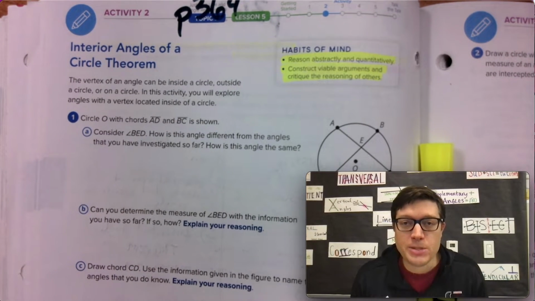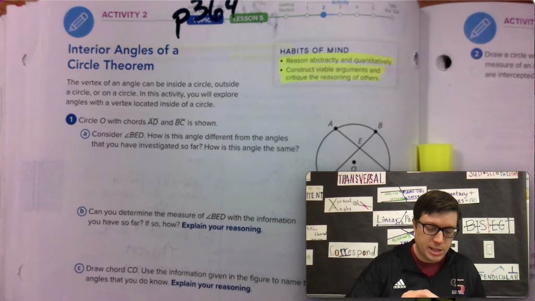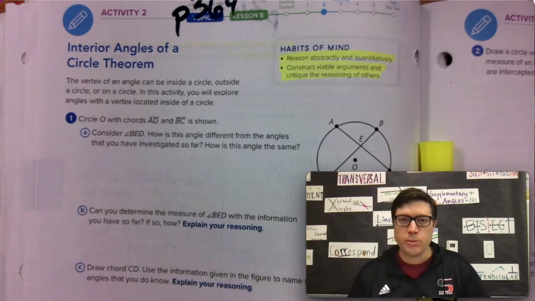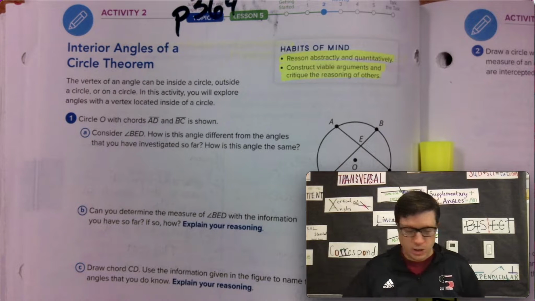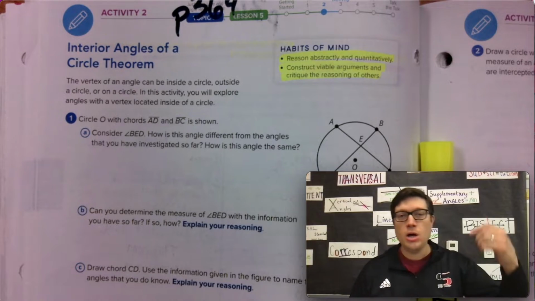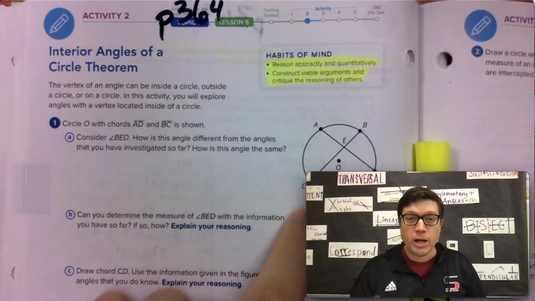Please highlight the habits of mind: reason abstractly and quantitatively. We're going to construct viable arguments and critique the reasoning of others. In this example on this page, we are talking about how the vertex of an angle can either be inside a circle, outside a circle, or it can actually be on the circle.